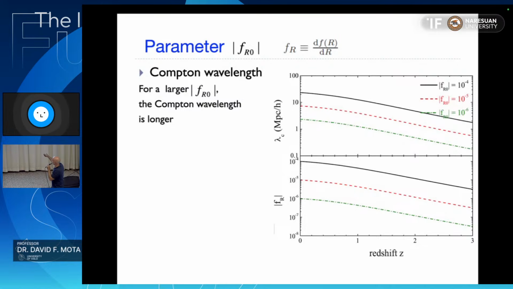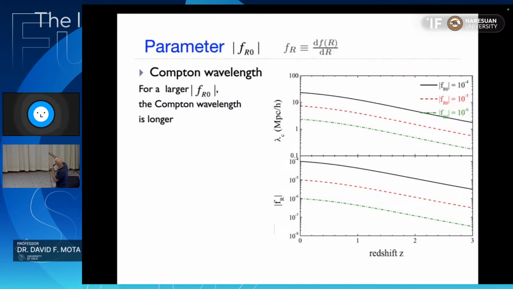And the Compton wavelength of my scalar field changes according to the parameters. So it can be from 10 to the minus 4, 10 to the minus 6. That's what I'm showing you. This is the Compton wavelength, so this is the range of the fifth force as a function of redshift. So my Compton wavelength is on the y-axis, as a function of redshift. High redshifts, low redshifts today. So this is today, and this is redshift equal to 3 in the past.